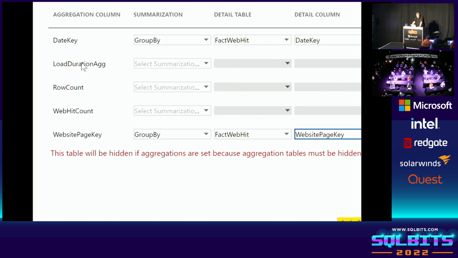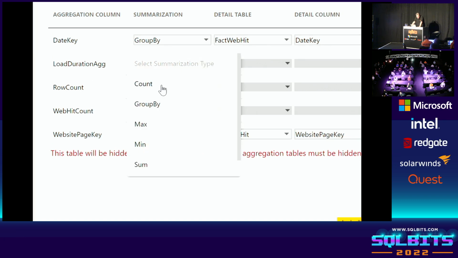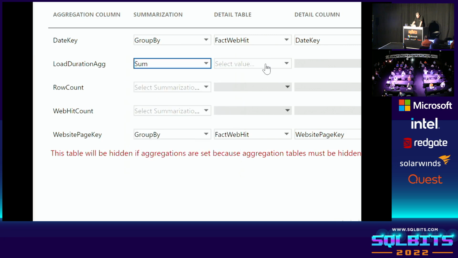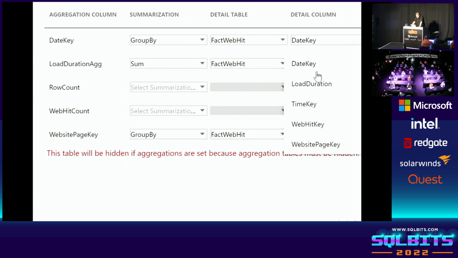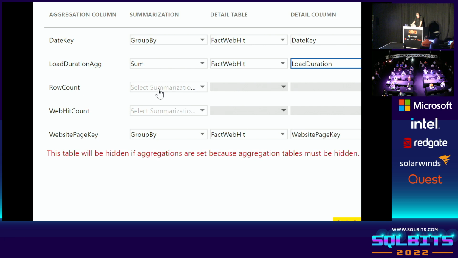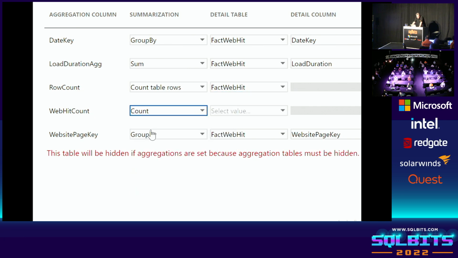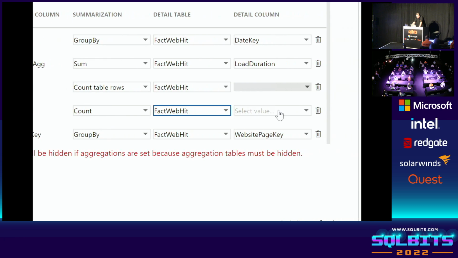Load duration ag was a sum in our view of our fact table and the load duration. The row count is a count of rows of that same table. Now note you can select the table here. So you can have one aggregated table that actually aggregates multiple direct query tables if you wanted to. Our web hit count is, let's say, count of our primary key in our table, web page key.